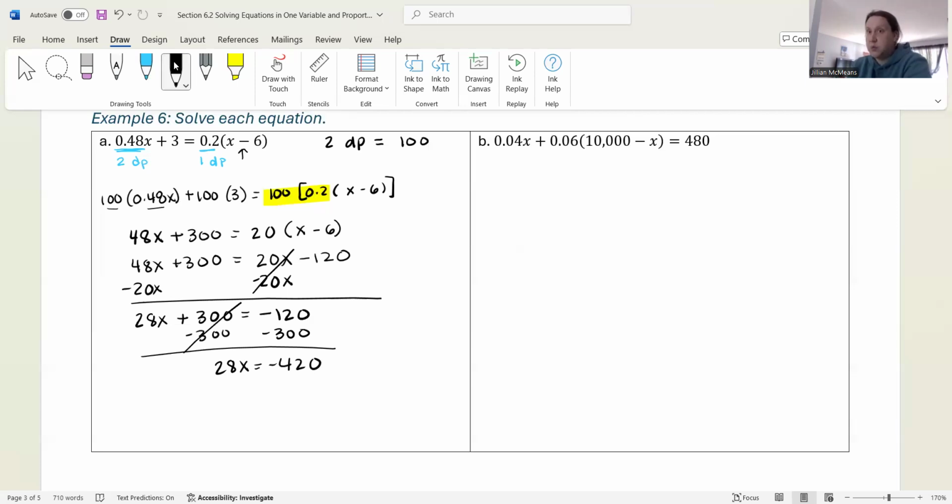We can go ahead and apply the multiplication property of equality. We undo this multiplication of 28 and x with division. So we divide both sides by 28. 28 divided by itself is just 1. 1 times x is x. And let's see, I've got my calculator here. So 420 divided by 28. I just about made a big mistake. So we've got negative 420 divided by 28. We get negative 15.